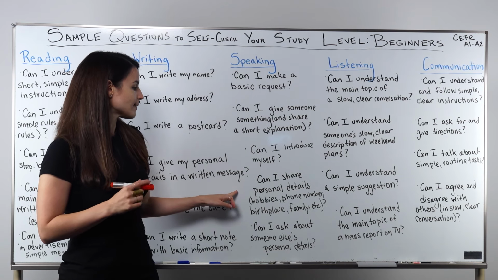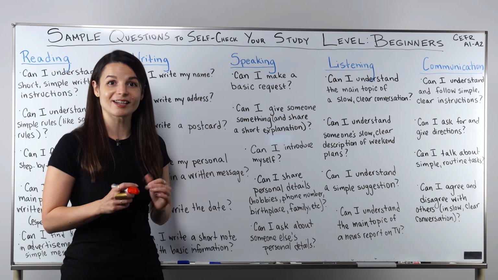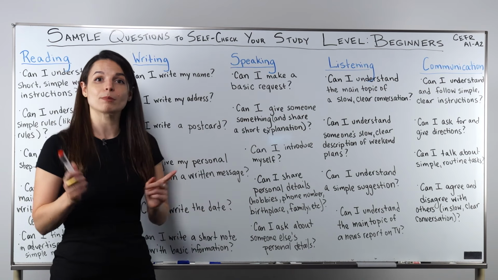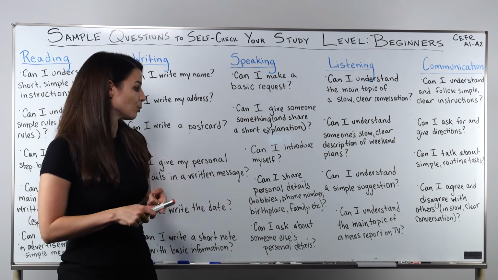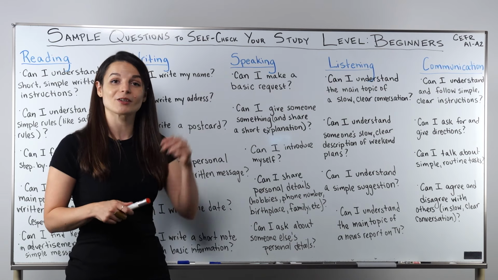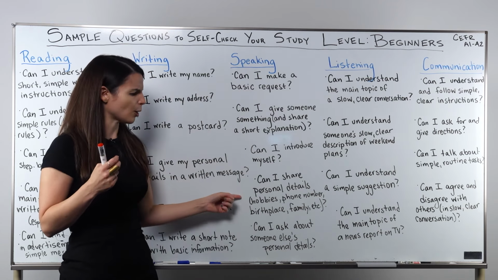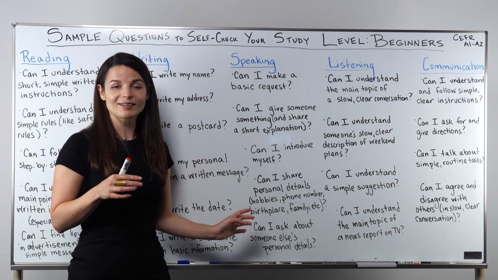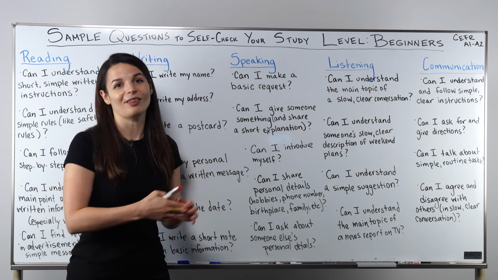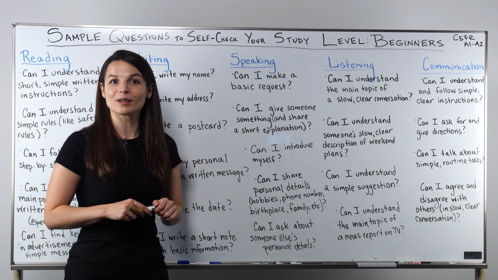All right. The next sample question is, can I share personal details in a conversation? So you're speaking with someone, sharing personal details. In this case, maybe you can talk about your hobbies a little bit. You can give your phone number. You can talk about your birthplace, your family members, and so on. So this is a good way to consider your speaking skills. Can I talk about this? Again, if the answer is, it's a little difficult, then you can focus on that point until it becomes easier. Keep practicing those points that are a little bit difficult.